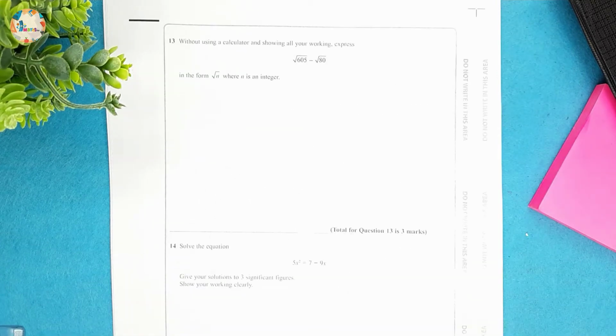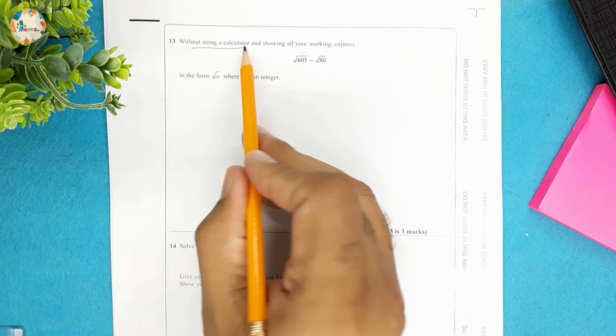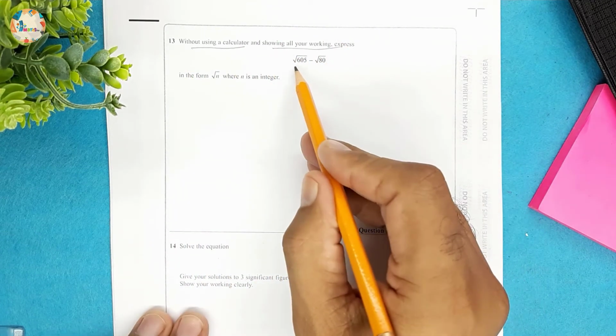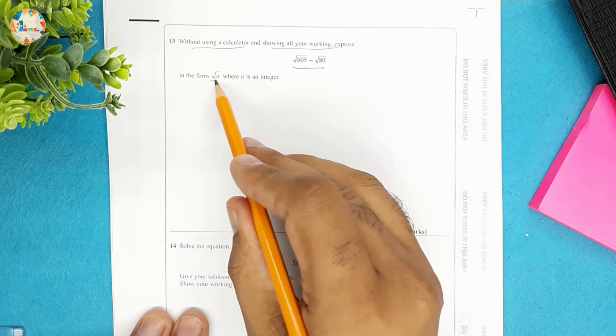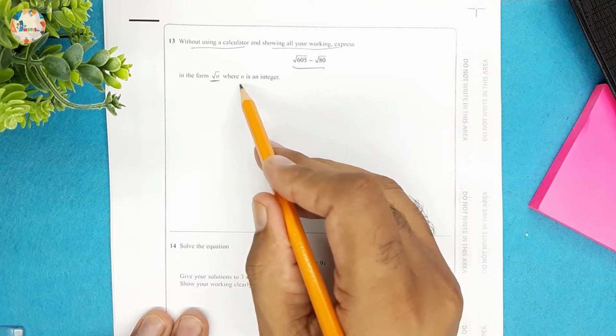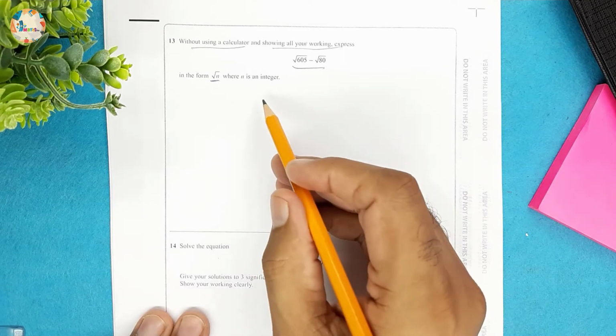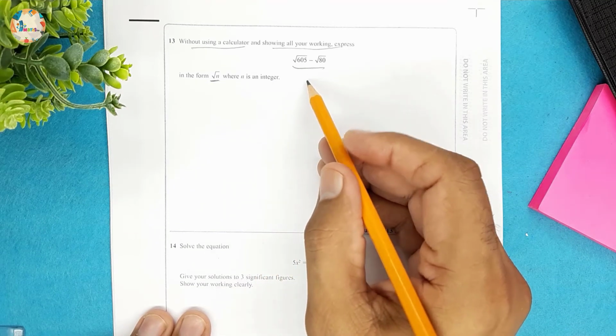So next question, question number 13. Without using a calculator and showing all your working, express this one in the form of root n, where n is an integer. So we have to write this one in the form of an integer.